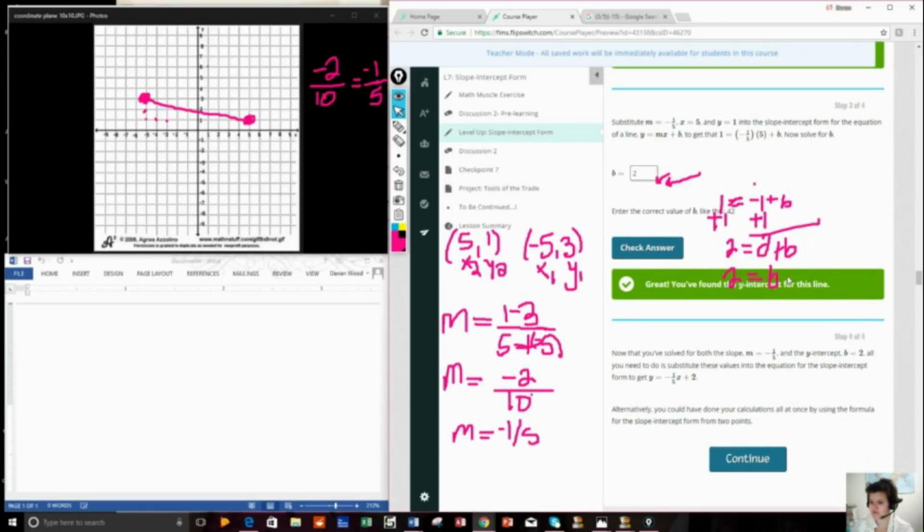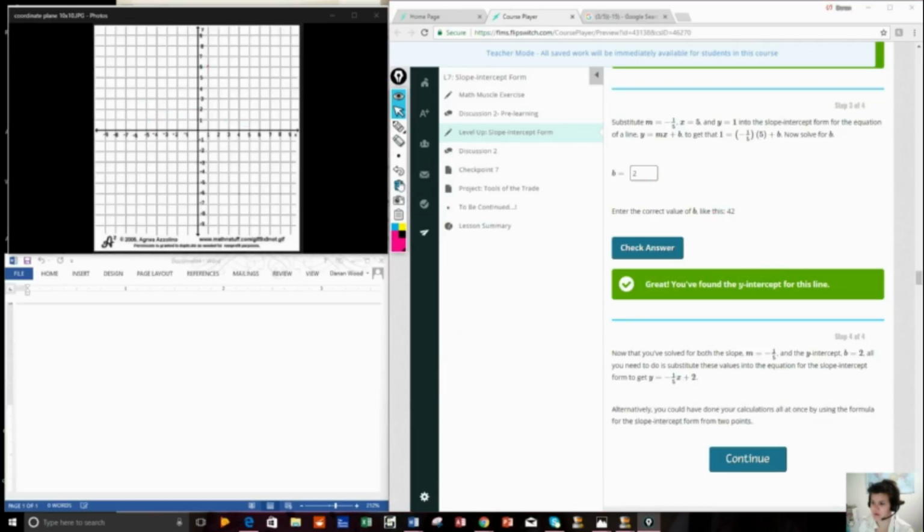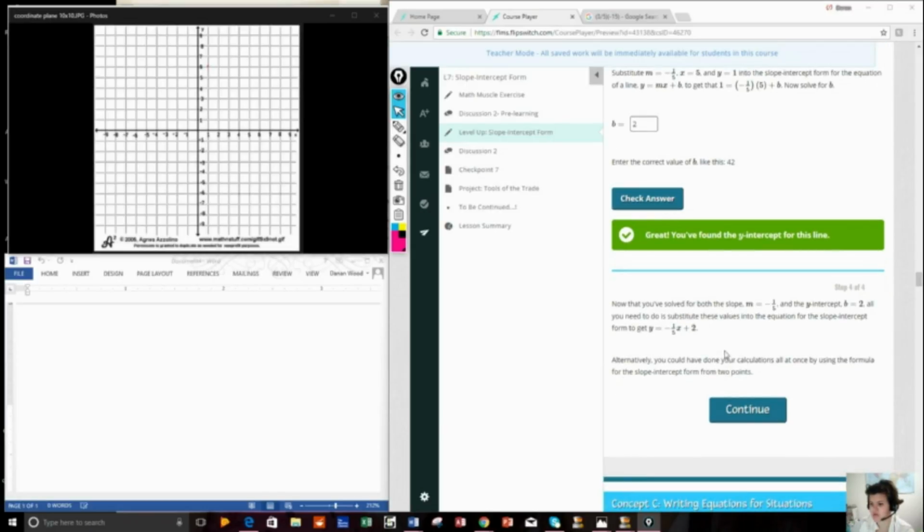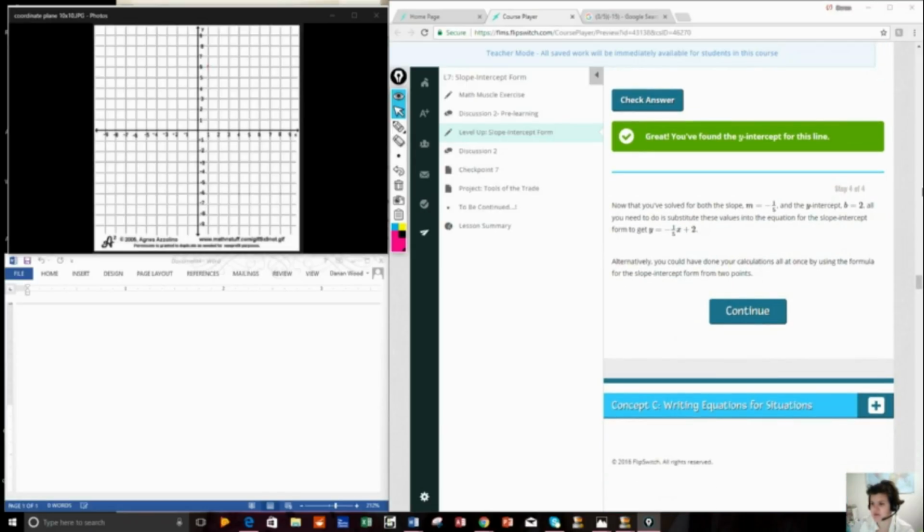Okay, now that we've solved for both the slope and the y-intercept, all we have to do is substitute these values into the equation for slope-intercept form. So, helpful tip, memorize y equals mx plus b. Memorize that. That is slope-intercept form.